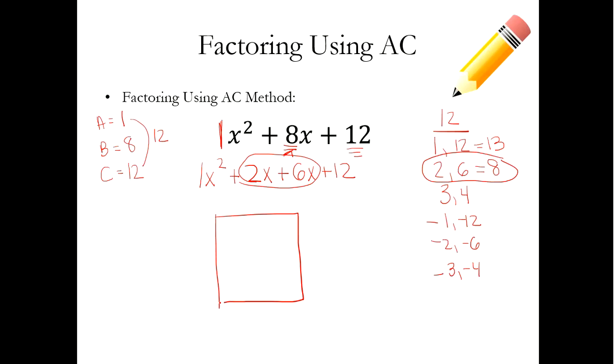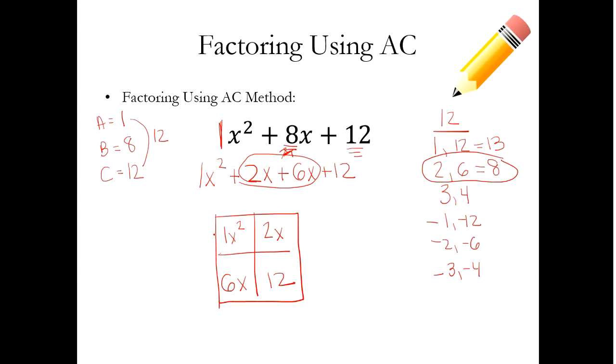Okay, let's go ahead and draw ourselves a box. Got 1x squared, 2x, 6x, and 12. Notice, guys, this is the only thing that's changing from our original, is that middle term. Because there's only 3 things here, I can't fit 3 things because I have 4 squares. So I need to expand that middle term into 2 terms.